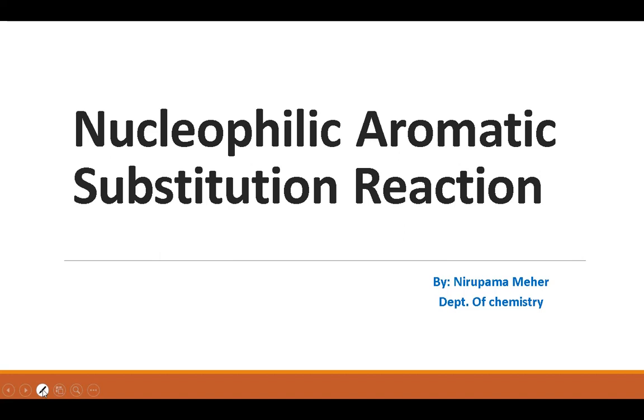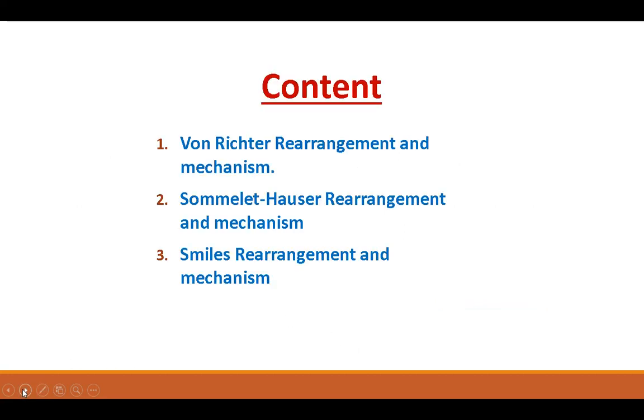In this lesson, we will study some rearrangements which come under nucleophilic aromatic substitution reactions. You know, a nucleophilic aromatic substitution is a substitution reaction in organic chemistry in which the nucleophile displaces a good leaving group on an aromatic ring. In content we will discuss von Richter rearrangement, Sommelet-Hauser rearrangement, and Smiles rearrangement along with its general scheme, reaction and mechanism.